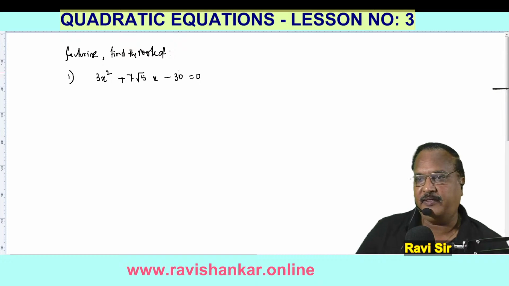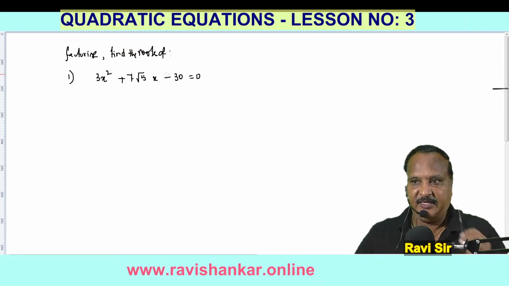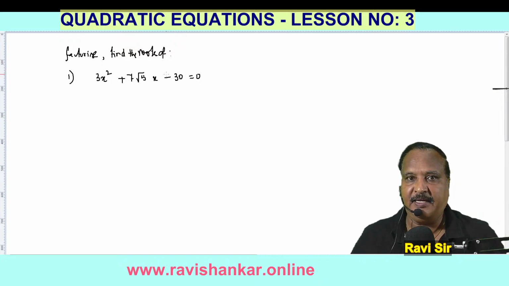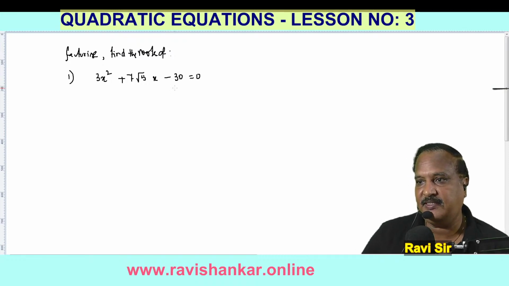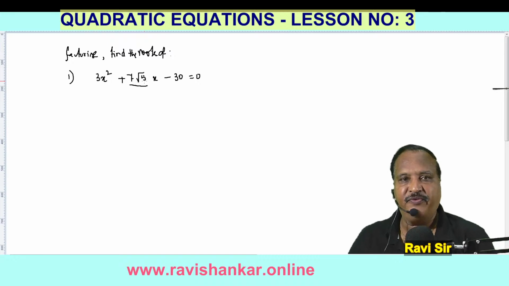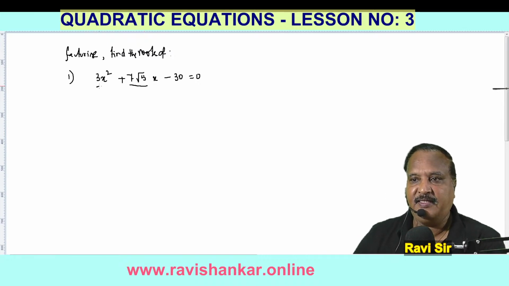Shruti, good morning. So 3x square plus 7 root 5 x minus 30 is equal to 0. This is a quadratic equation. So you don't get confused because you are having 7 root 5. 7 root 5 is the coefficient of x, 3 is the coefficient of x square, and 30 is the constant. Most of the students will be afraid of seeing the roots. Okay, so there is no change in the method.